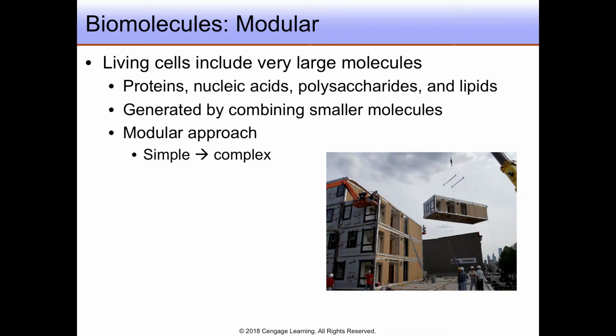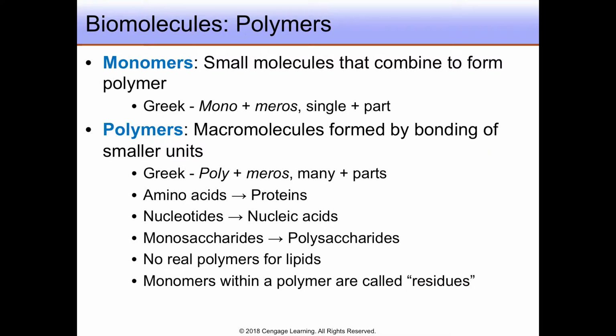As we saw in our first video lesson, the order of progression is from simple to complex. These small molecules we call monomers, from the Greek meaning single part. These monomers are then assembled into larger molecules, macromolecules or polymers, containing many parts. Three of our main types of biomolecules can form polymers. Proteins are built from amino acids, nucleic acids from nucleotides, and polysaccharides from monosaccharides.